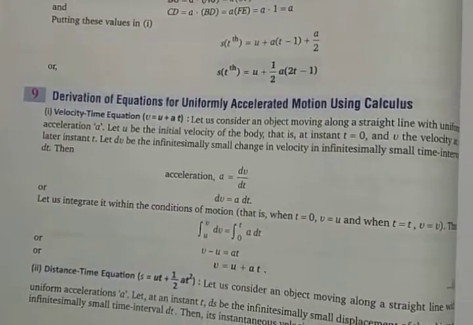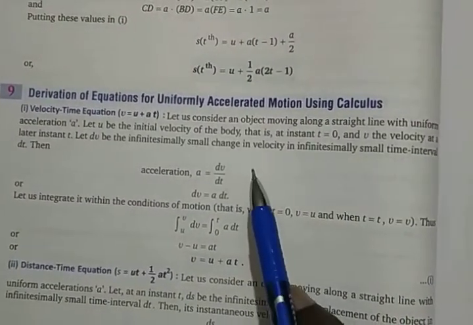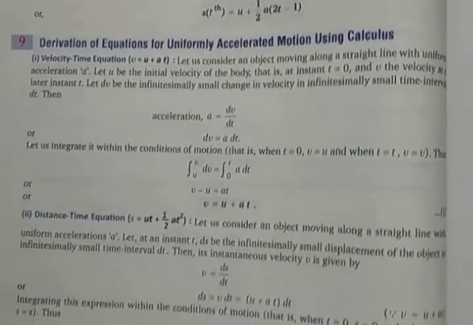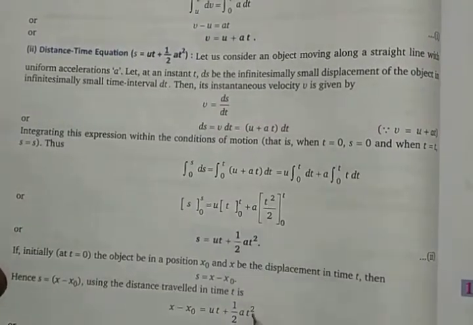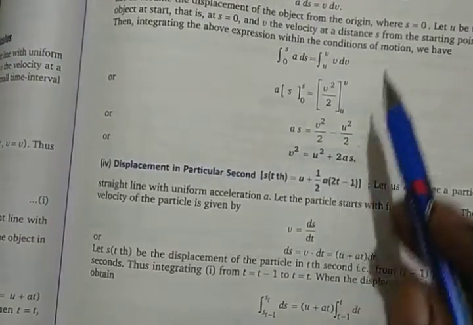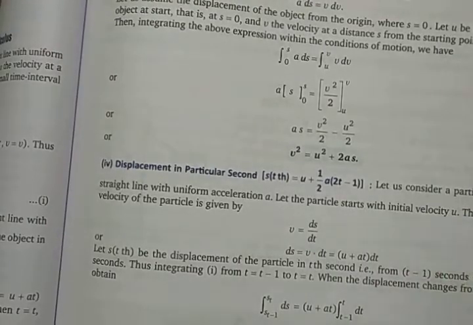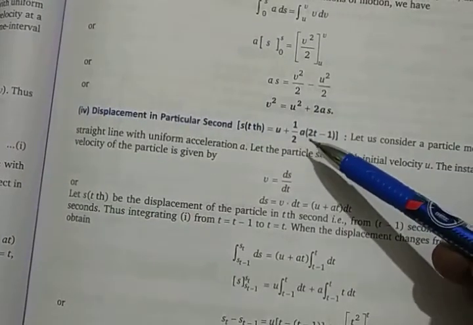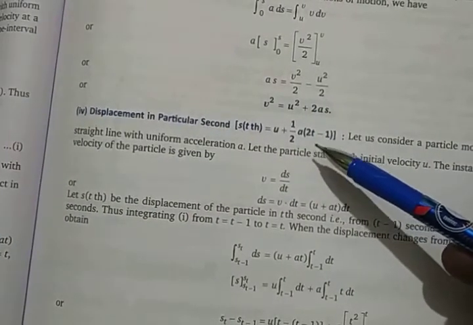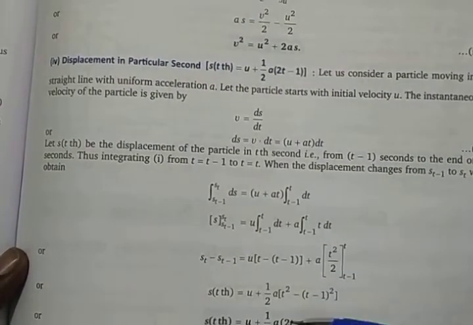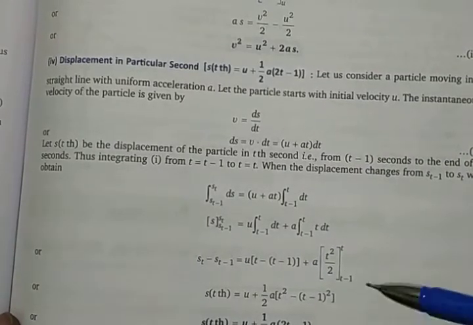Now the main part is the derivation of the equations of accelerated motion using the calculus method. This is very important. All 3 equations: v is equal to u plus at, how it comes; s is equal to ut plus half at square, how it is derived; and v square minus u square is equal to 2as, how it is derived. These all 3 derivations are very important. And then the distance traveled in the nth second, I did not derive in the calculus method. If you go back to the book and see, I didn't derive this one.